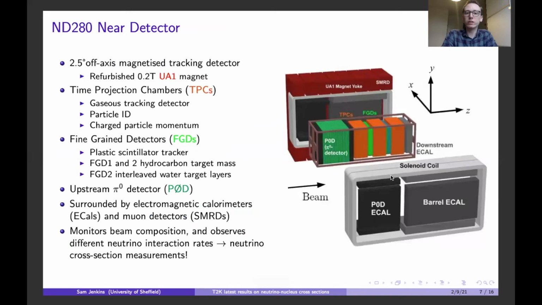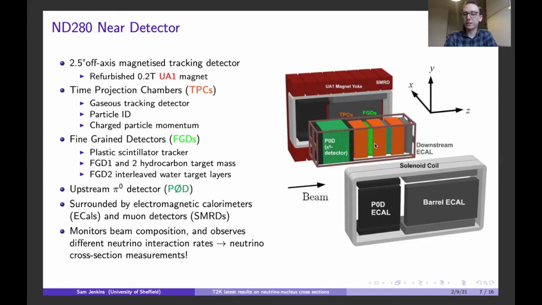The first of the detectors that I want to talk about is ND280. ND280 is a 2.5 degree off-axis magnetized tracking detector, and this means it sits at the same off-axis angle that Super-K does. In the main tracking portion of the detector, this is made up of several subdetectors, the first of which are the time projection chambers, or TPCs in orange. These are gaseous tracking detectors which provide us with particle identification and charged particle momentum estimation from curvature in the magnetic field. The main target mass of ND280 comes from the FGDs in light green.